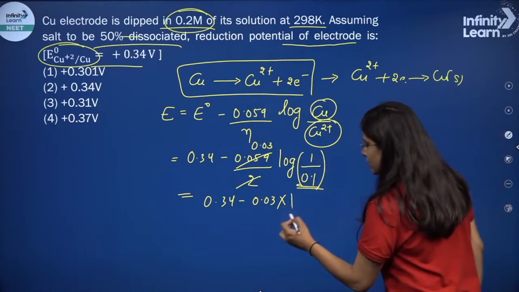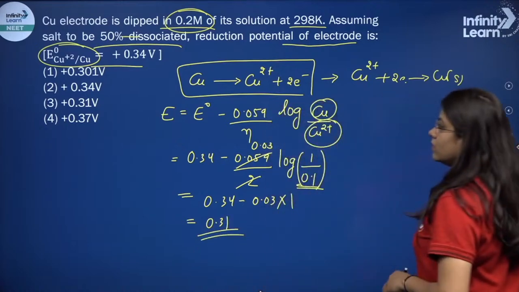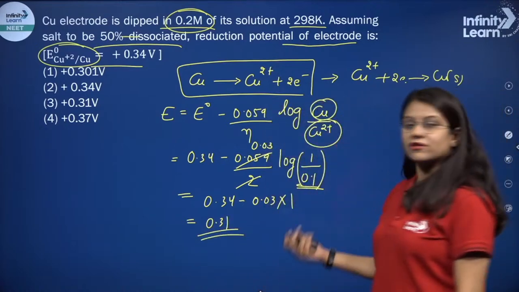Log 10 will be 1. So what is the value? It will be 0.31. So what will be my answer? My answer will be option number 3.